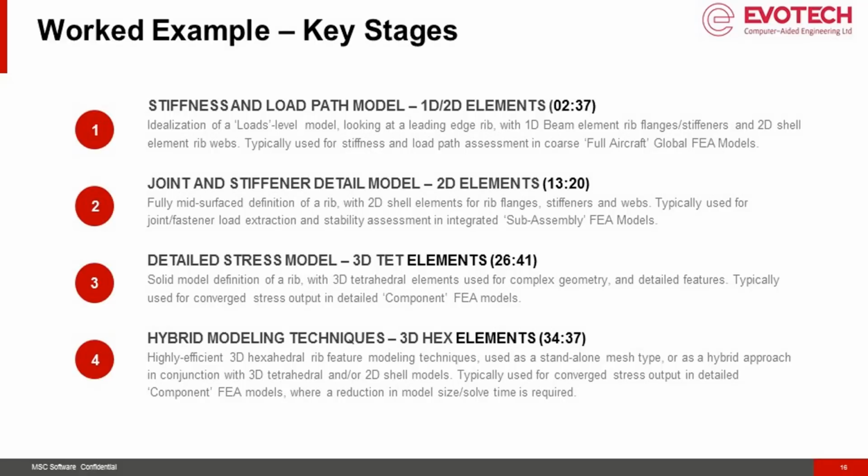And then finally we'll look at some hybrid modelling techniques including the use of 3D hex elements, and this is based on a highly efficient 3D hexahedral rib feature modelling, or set of modelling techniques, used as a standalone mesh type or as a hybrid approach in conjunction with 3D tetrahedral and/or 2D shell models. This is typically used again for converged stress output in detailed component FEA models where a reduction in model size and solve time is required.